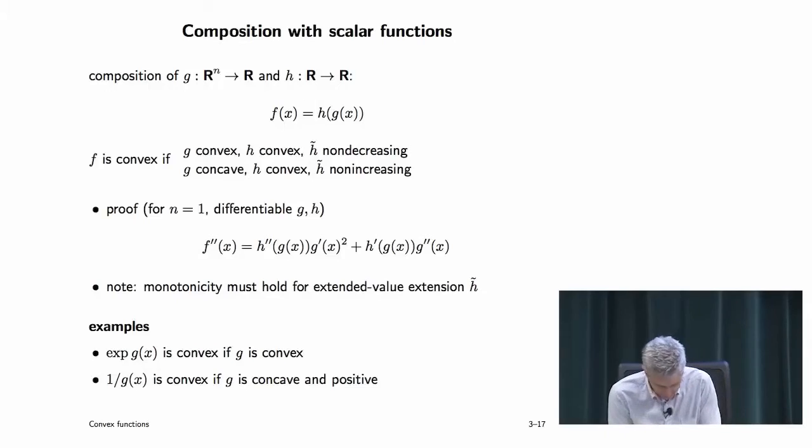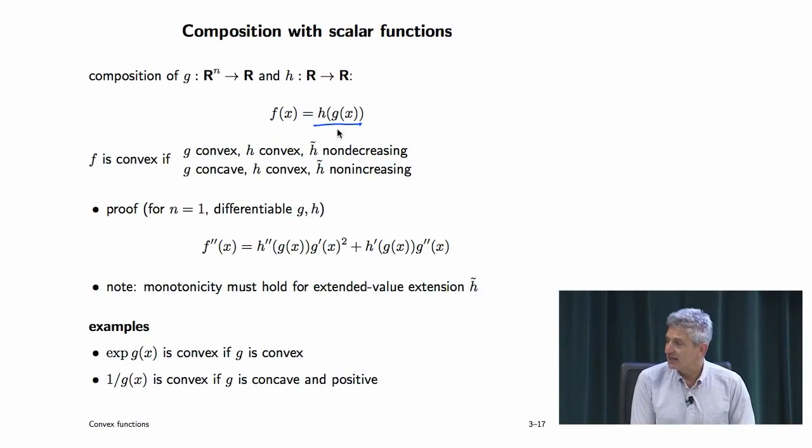It's composition of functions. So here's the idea. I have a function h, and I have a function g, and I compose them. So I take h of g of x. I'm going to call that f. And the basic rule is very simple. It turns out that a convex increasing function of a convex function is convex. So that's the basic composition rule, convex increasing.